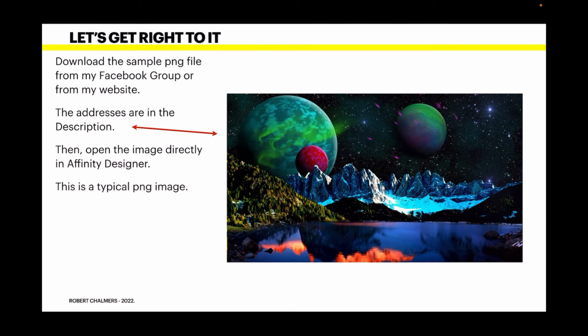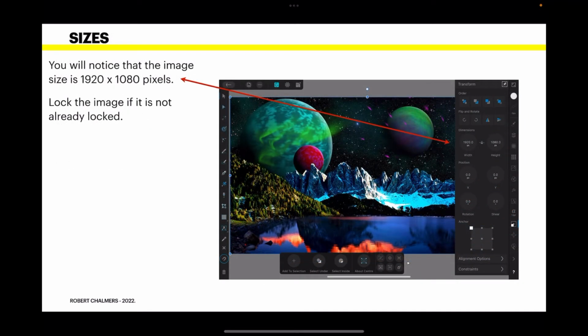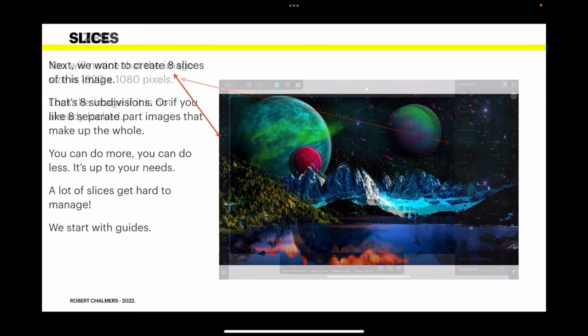Now, download the sample PNG file from either my Facebook group files section or from my website. The addresses are in the description just below, just near the subscribe button actually. Then open the image directly in Affinity Designer. Bit of a tongue twister, that one. This is a typical PNG image. Now, you'll notice that the image size is 1920 by 1080 pixels in size. Lock the image in its layer if it's not already locked. That saves you accidentally doing strange things to it.